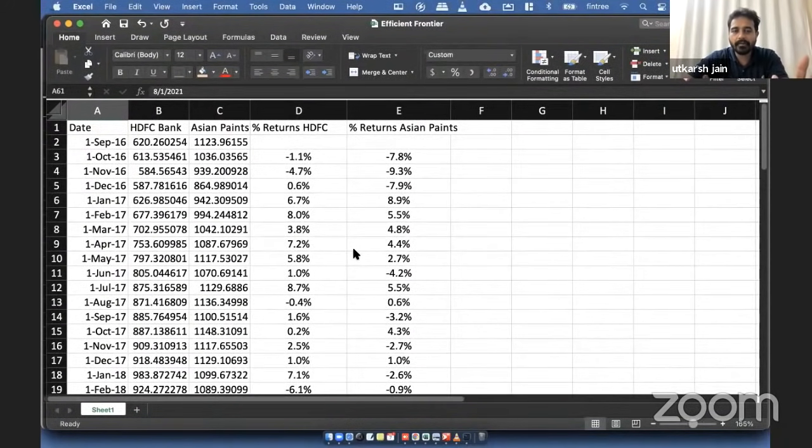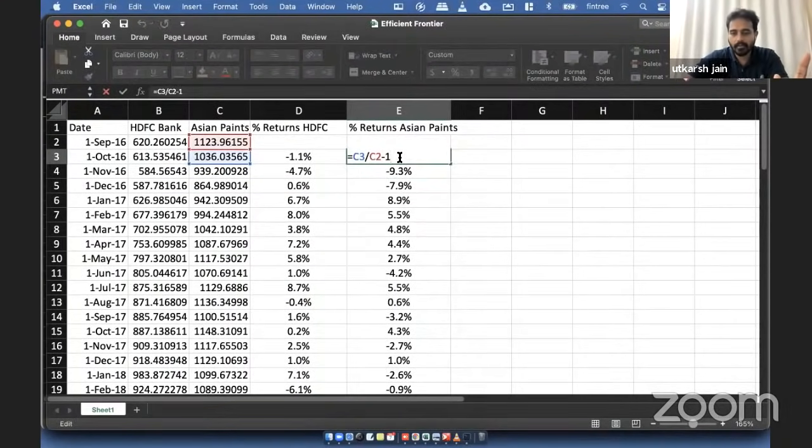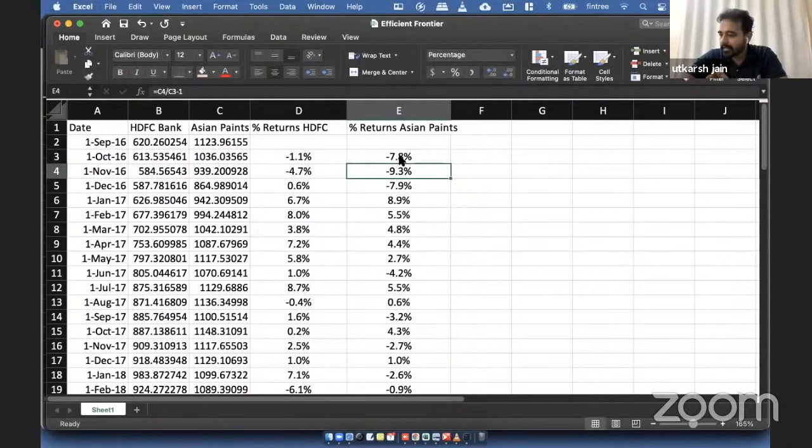Is everyone with me up to this point? Look at my formulas, closing by opening minus 1. All of us are together. Is it making sense? Are you understanding what we're doing? Easy, right? Nothing complicated so far.